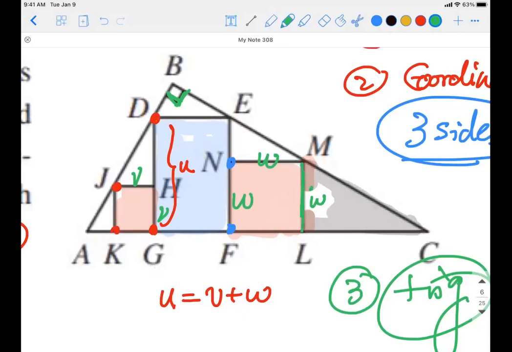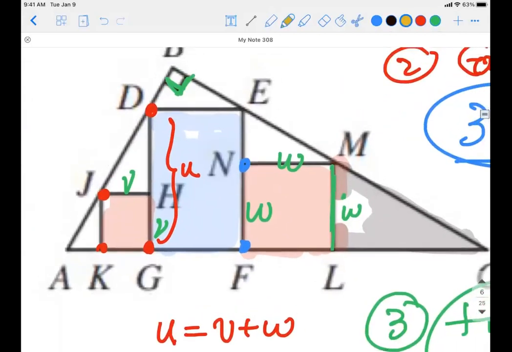So maybe we can ask Clement to give us some ideas. Which ones do you think are the best? Triangle DJH and triangle ENM. Why? Because DJH touches V and a part of U, and for E, N and M it touches W and a part of U. Exactly, right?